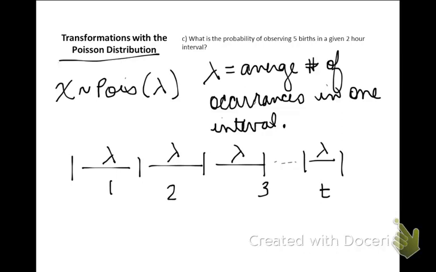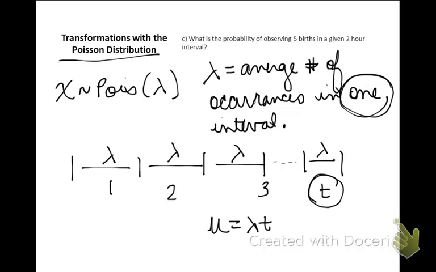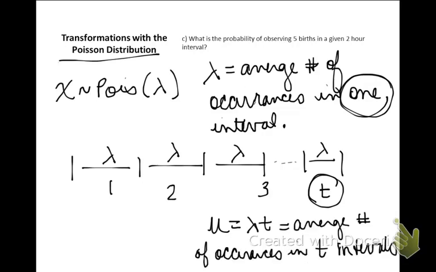Well, if I said change it from the average number of occurrences in one interval to the average number of occurrences in t intervals, what you would do is find a new average, and this new average would be mu equal lambda times t. You could think of it as the average number of occurrences in t intervals. So now you can say that x has a Poisson distribution with parameter mu, where mu equals lambda times t, and then work out your probabilities from here.